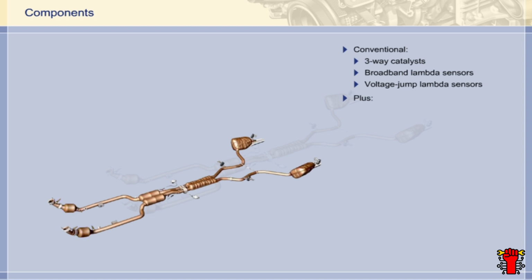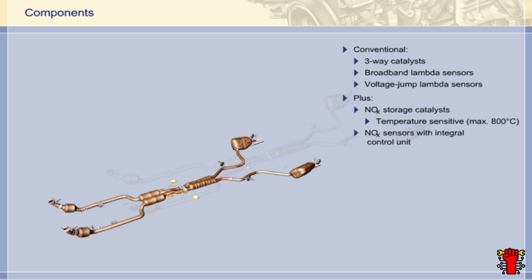However, because catalytic converters can only convert oxides of nitrogen in homogeneous mode and not in stratified charge mode, some additional components are also required. 2 NOx storage catalysts are used in addition to the conventional three-way catalysts. They work like normal catalysts, but are also able to store oxides of nitrogen. 2 NOx sensors, each one having an integral control unit, are located behind the storage catalysts and monitor the storage conditions. The optimum working range of the storage catalysts is between 250 and 500 degrees centigrade.